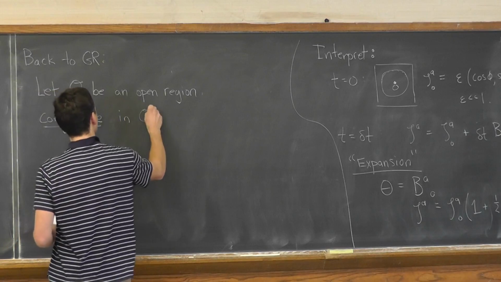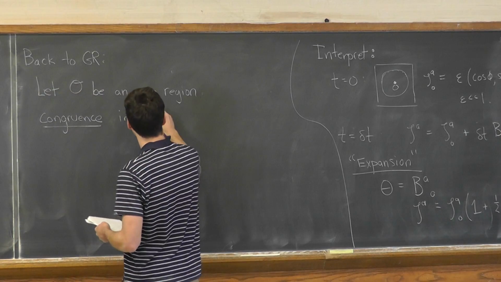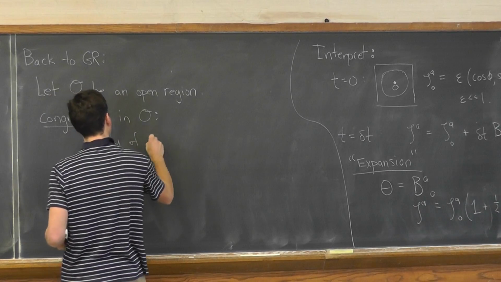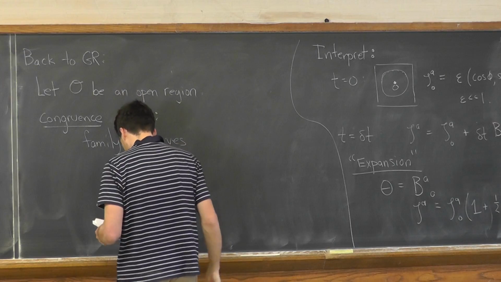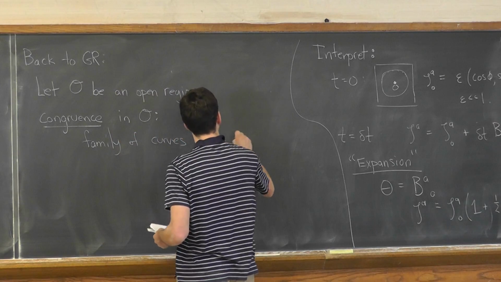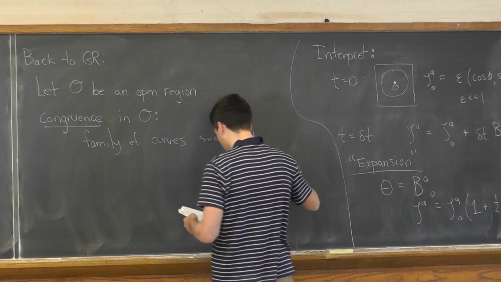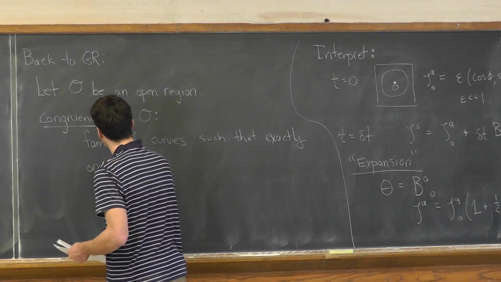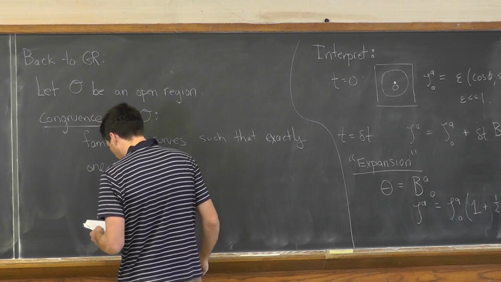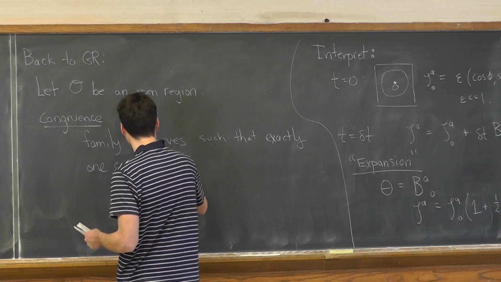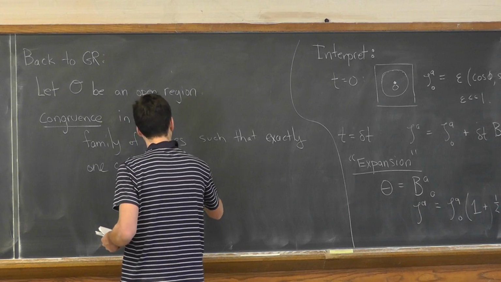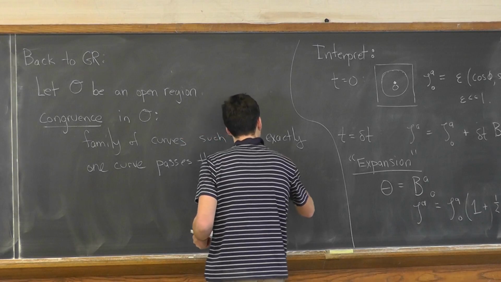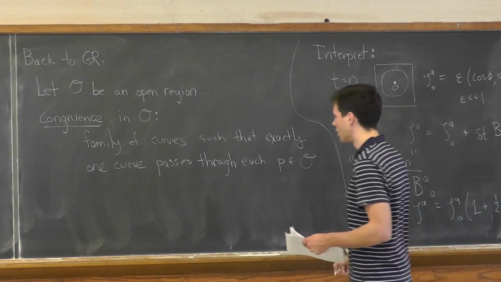A congruence in O is a family of curves such that exactly one curve passes through each point P in region O.